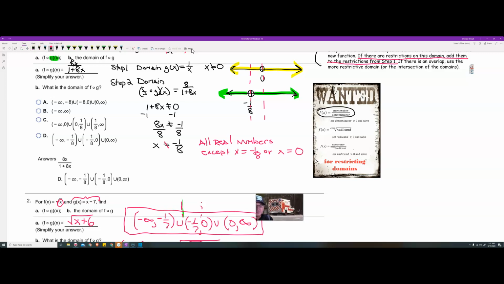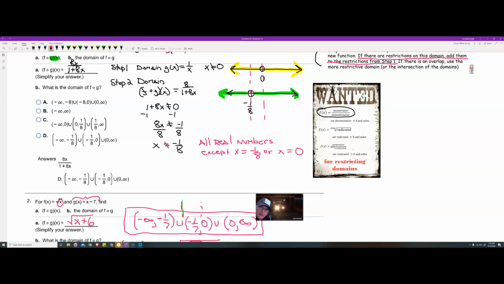That's the domain. Now what we're going to do is write that in interval notation. So that's all numbers except these 2. If you look up here, what I did is I drew them one on top of the other, and any place where they overlap, where they're both green and yellow, that's part of the domain. So I have this area here to the left of -1/8, and up here it's yellow as well.